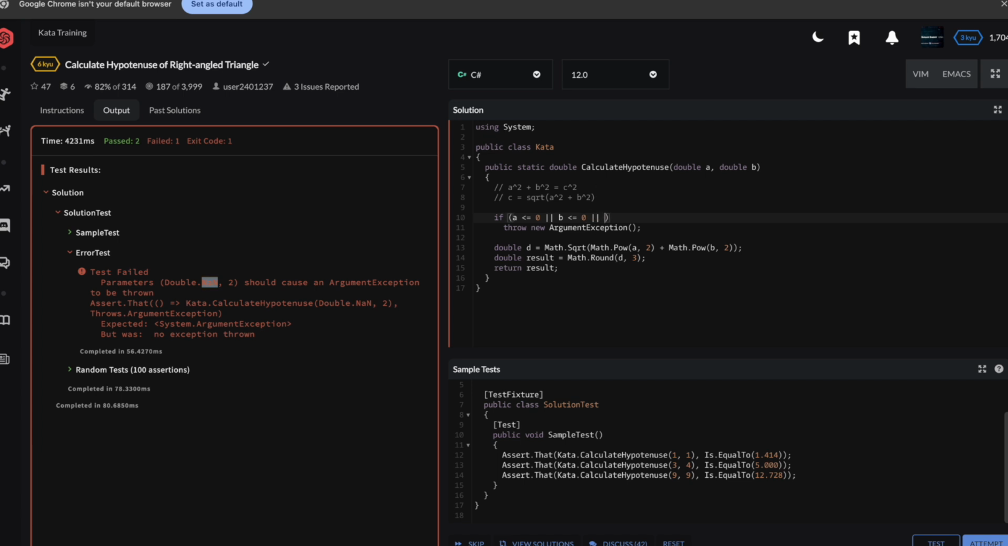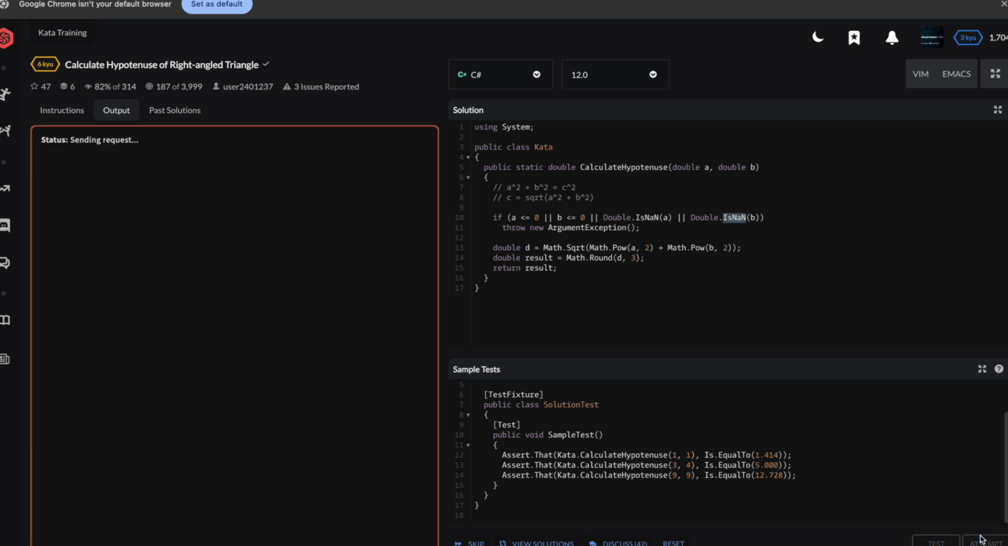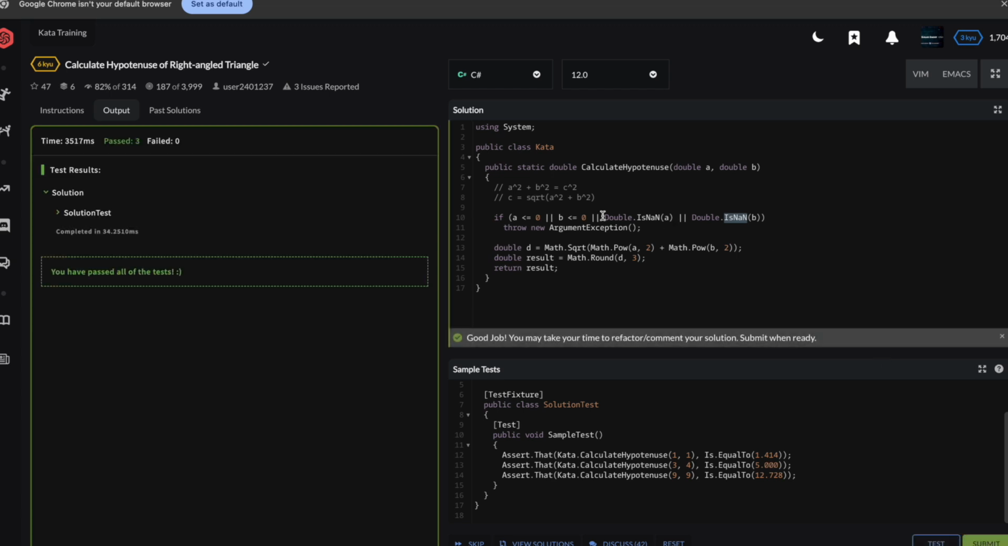So we'll say or double.IsNaN(a), or double.IsNaN(b), and that second N is capitalized. Make sure you get that right. So we're also checking to make sure that they're both valid numbers as well. So let's try this again. Good. So now you can see we're clear for submission.